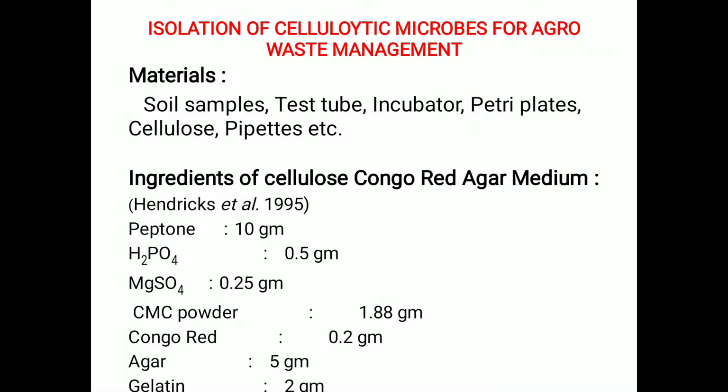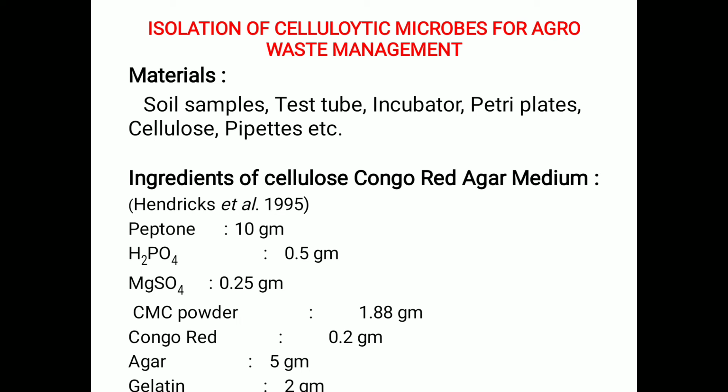Hello everyone. Here we are going to discuss the next practical, that is isolation of cellulolytic microbes for agro waste management. The materials required are soil samples, test tubes, incubator, petri plates, cellulose, and pipette. The composition of the Congo red agar medium, which is required for the growth of cellulolytic microbes.